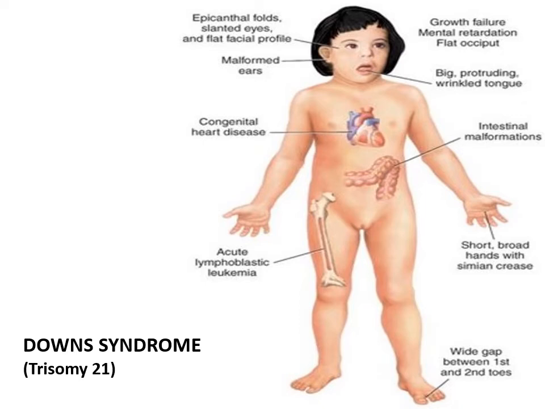They can have abnormal intestinal formation. So they can be prone to obstructions, bowel obstructions, because the intestine hasn't quite developed normally in the abdominal cavity. The short hands with the simian crease, the wide gap between the first and second toes, and lastly, the development of lymphoma or leukemias in their 30s or 40s is common in patients with Down syndrome.